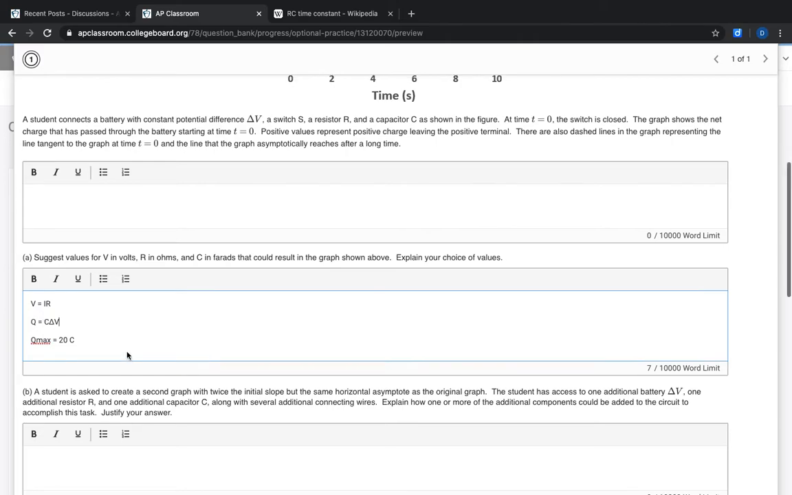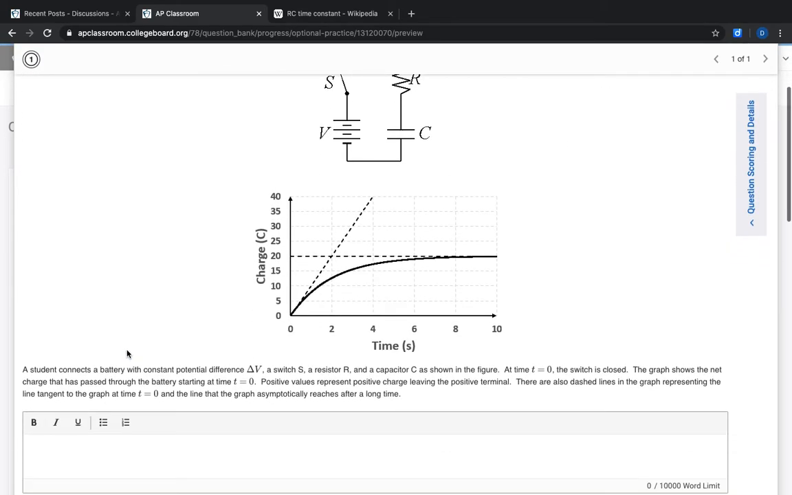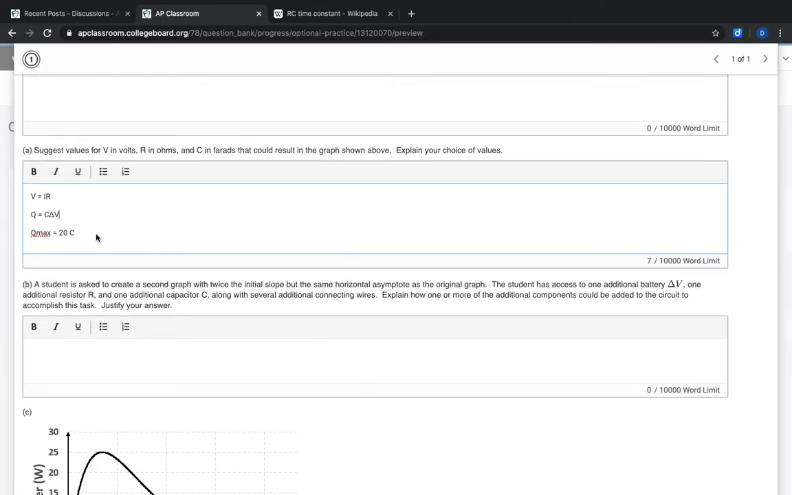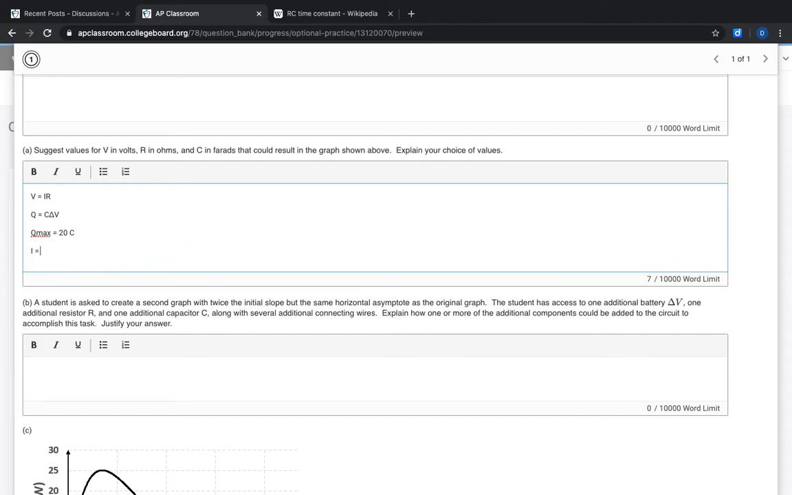All right, so what else can we get from this? The other thing that we can get is this line right here. I mean, they gave us that for a reason. So what does this line represent? Well, this is charge over time, the amount of charge leaving the positive terminal of the battery. And one thing that we know is that current is equal to the derivative of charge with respect to time, and that's just the slope of the graph.